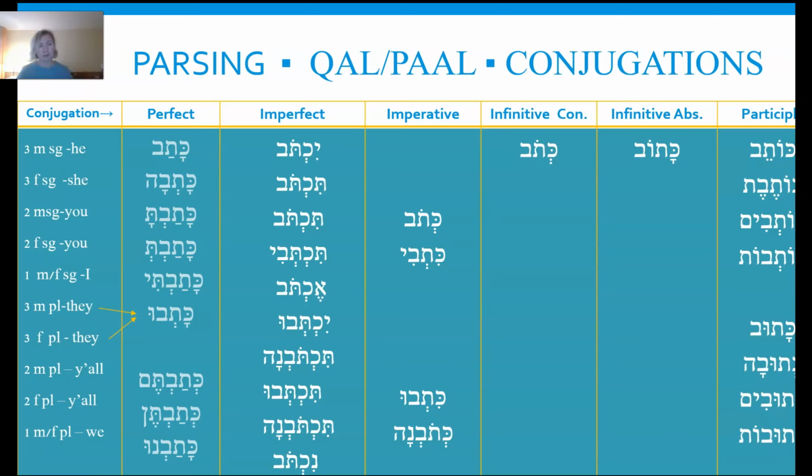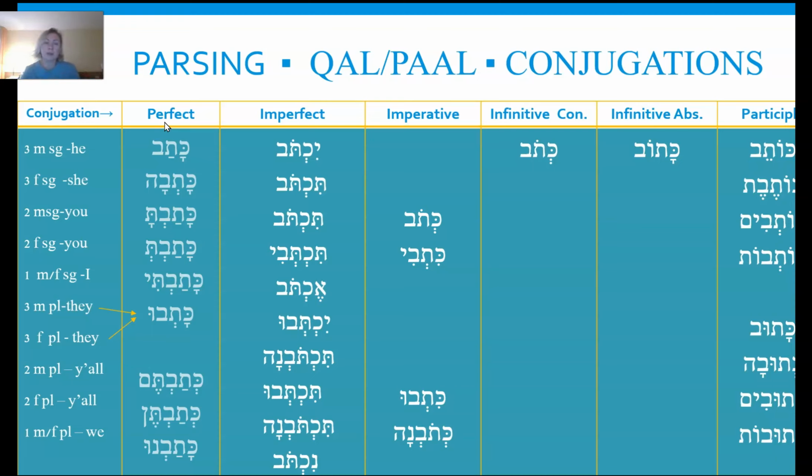Do not ever forget that the vav conversive or vav consecutive will change the whole idea, and it's not an imperfect then anymore, which means it's going to change the meaning, right? Imperfect will usually give you the future. Perfect will usually give you past tense, depending on the context. Remember, the context is king in biblical Hebrew. Parsing will determine half of the meaning anyways, and so do not forget that perfect with vav consecutive is going to bring a very different translation, and imperfect with vav consecutive will do the same thing.